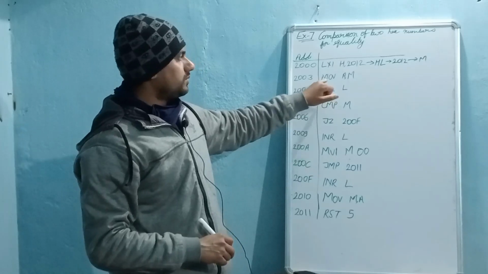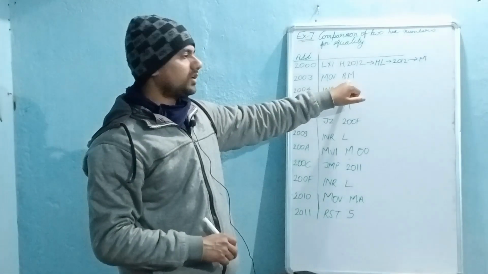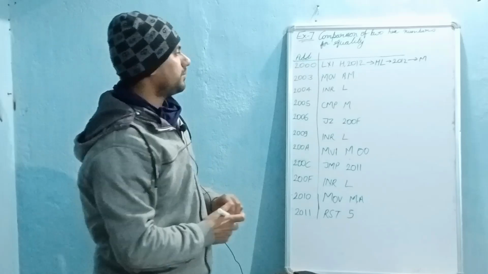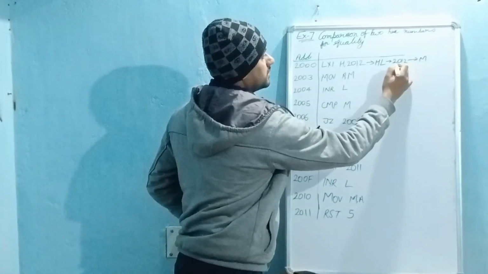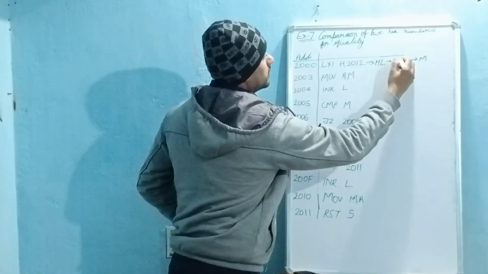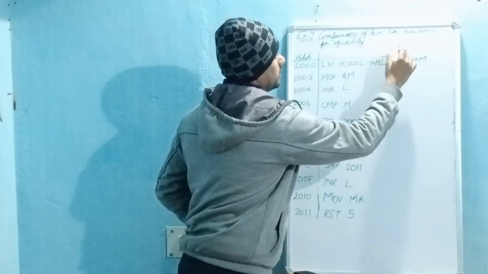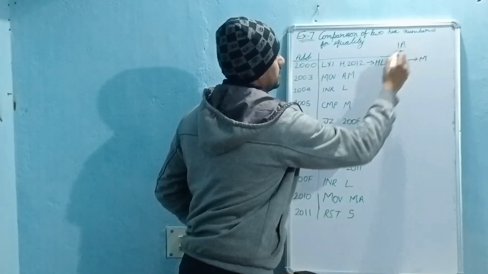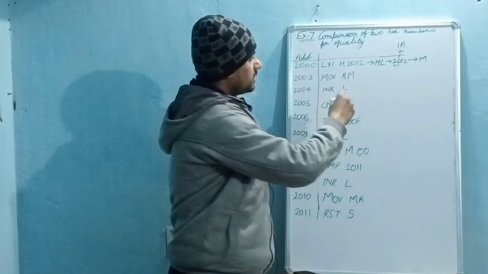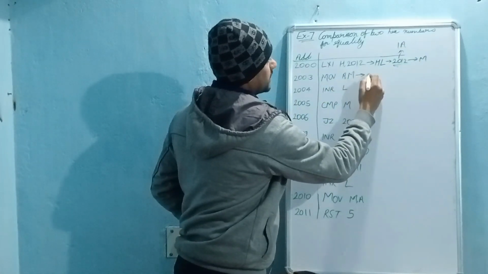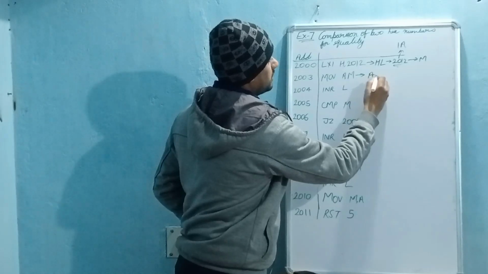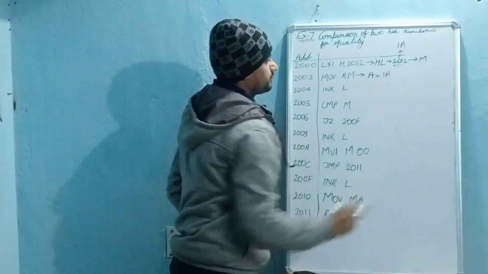The next instruction given is MOV A, M. It means moving the content of the memory to the accumulator. Memory here is this location, and at this location I have saved, for example, 1A. So 1A will move to the accumulator, and here we will get 1A in the accumulator.